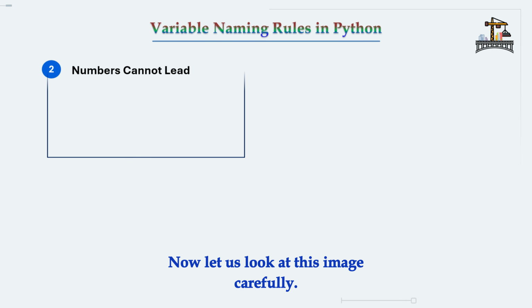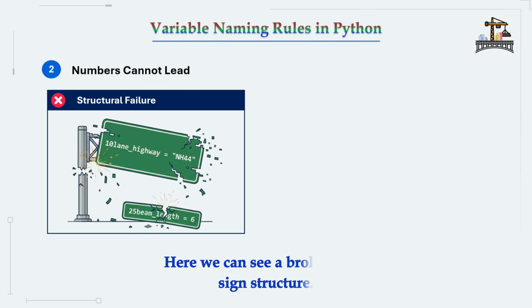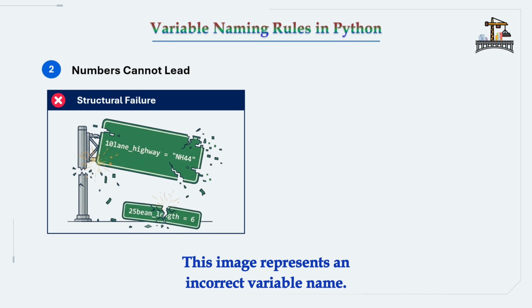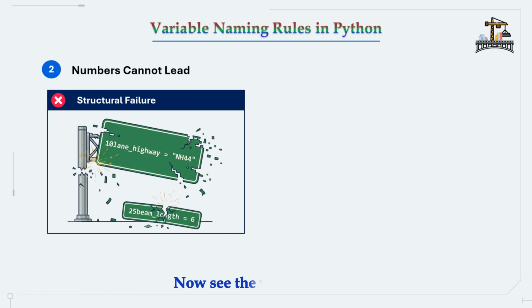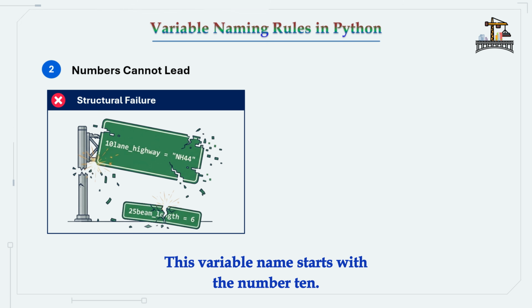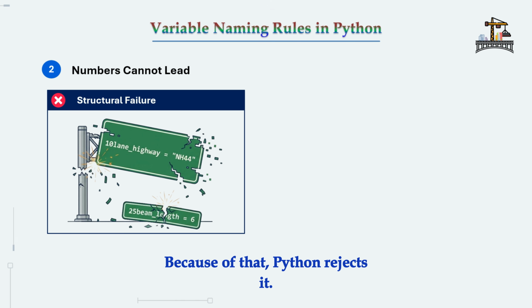Now let us look at this image carefully. Here we can see a broken road sign structure. This image represents an incorrect variable name. Now see the variable name 10lane_highway = NH44. This variable name starts with the number 10. Because of that, Python rejects it.